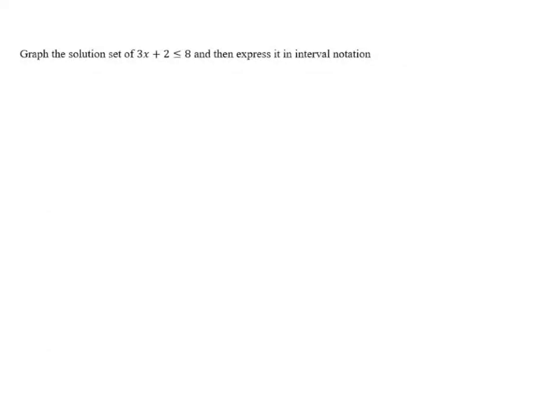Graph the solution set of 3x plus 2 is less than or equal to 8, and then express it in interval notation. This inequality is different from the ones we've seen before, because here we have to isolate x first. We don't already have it in the form x is less than a number or x is greater than or equal to a number. We've got to get the x alone first, very similarly to how we had to get the x alone when we were solving equations.